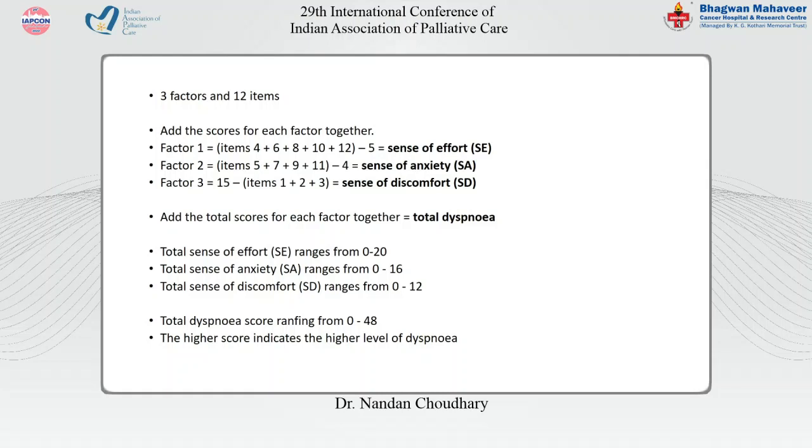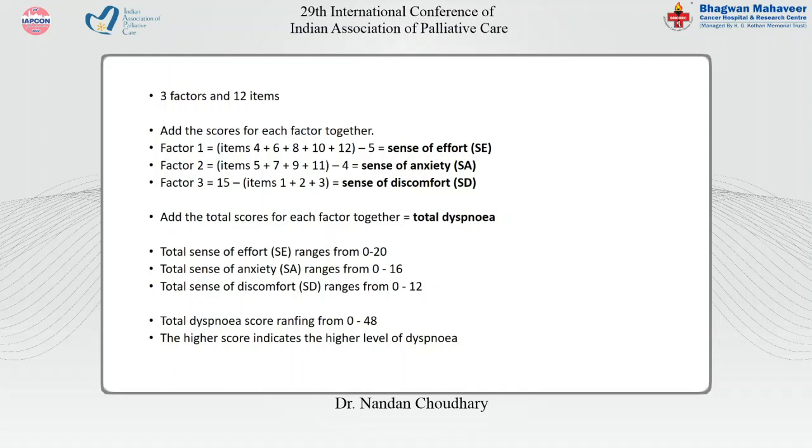So these are the 12 items that can be used in this cancer dyspnea scale. Basically it measures three factors: sense of effort, sense of anxiety, and sense of discomfort. Sense of effort can be calculated by subtracting 5 from items 4, 6, 8, 10, and 12. Sense of anxiety can be calculated by adding items 5, 7, 9, 11 and subtracting 4. And sense of discomfort can be calculated by subtracting 15 from items 1, 2, and 3. If you add these 3 factors, we get the total dyspnea score.